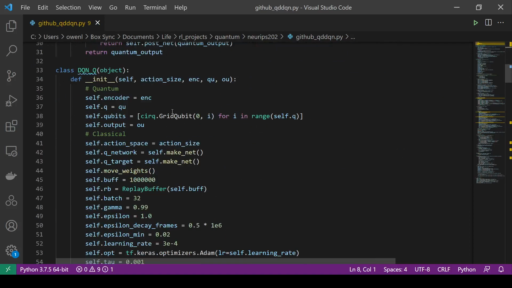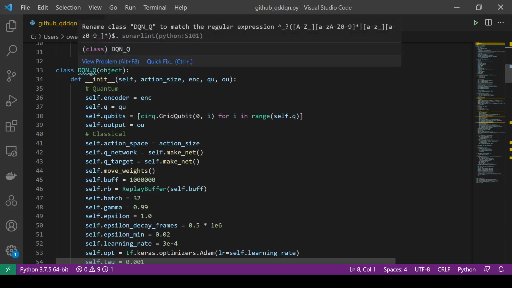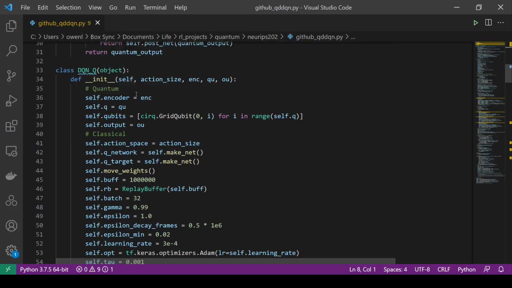So we have our... I don't know what this means. I don't know enough regex to interpret that, but in this initialization, right, we have the action size for Pong. I think it's 6 and Breakout is 5. I want to say, maybe they're both 5. The encoding type, the number of qubits, and the output type. So we just keep track of these.